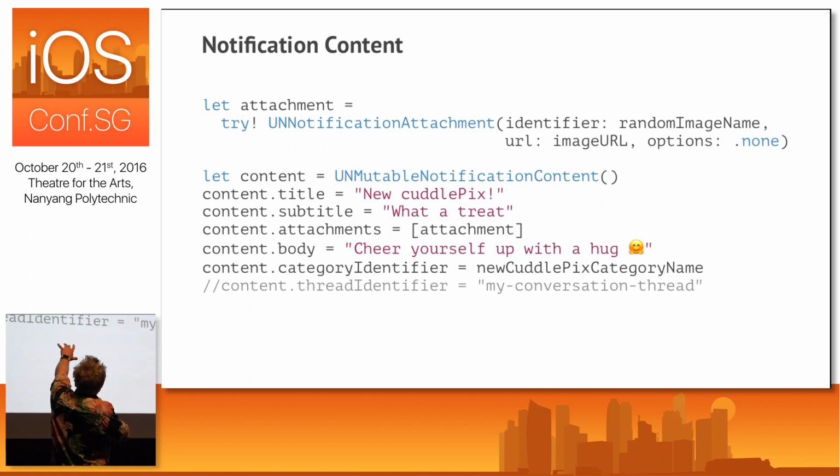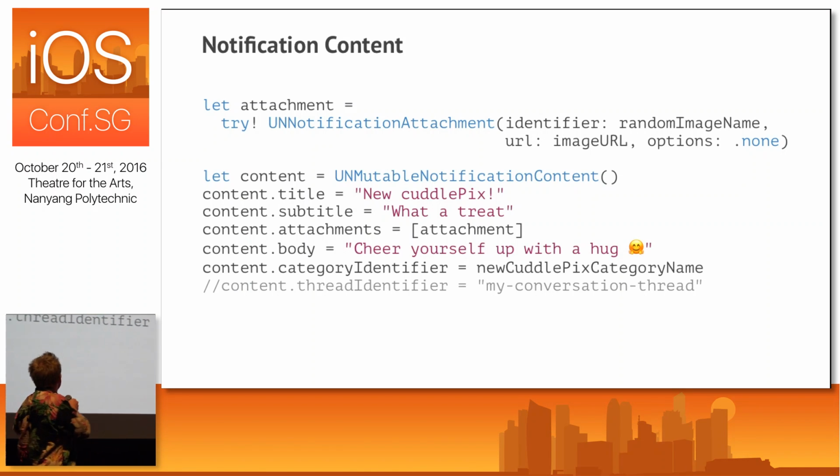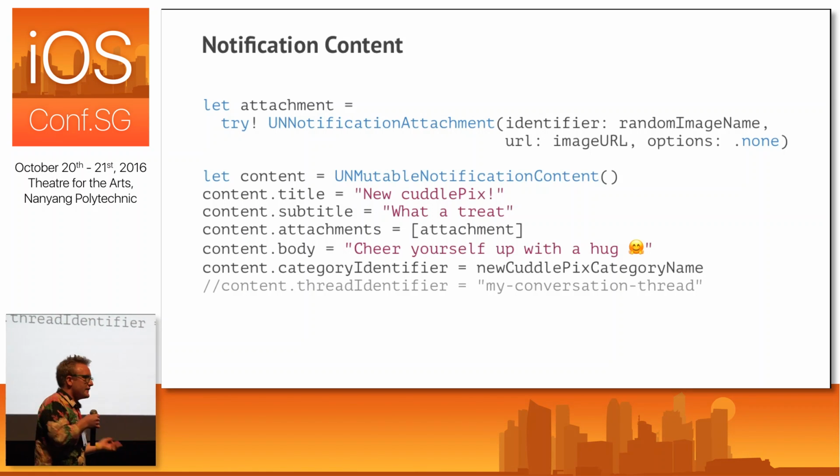And then you need to create this UN mutable notification content and set a load of properties on it. Some of them are fairly obvious, things like title, subtitle. Attachments is the array of attachments. I should mention attachments can be all kinds of different things: images, videos, audio, and you can play the video and audio directly inline with the notification. I would say I'll show you that, but I won't, so just imagine it. And then you can give it some kind of body.